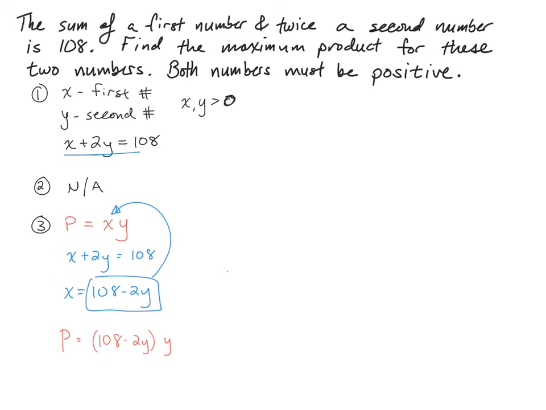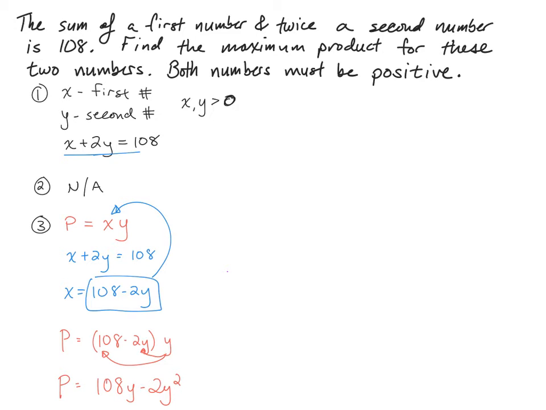We have reduced the number of variables in this equation down to one variable. And when I say the number of variables, I mean on the right side of this equation. So we had two different ones, x and y. Now we have one variable, it is y. All right, from here, we can do a little bit of simplification and distribute this y to the 108 minus 2y to get 108y minus 2y squared.